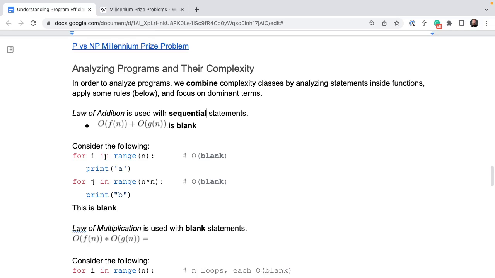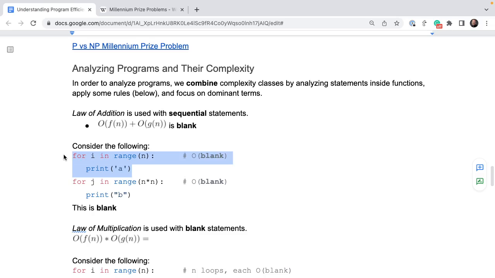So if we look at, we have an example of sequential statements down here. We have this for loop, and then we have another for loop right here. And each of them are going to have their own running time in terms of big O notation. So this for loop right here, let's go back over here. Anyone want to take a shot at this for loop?